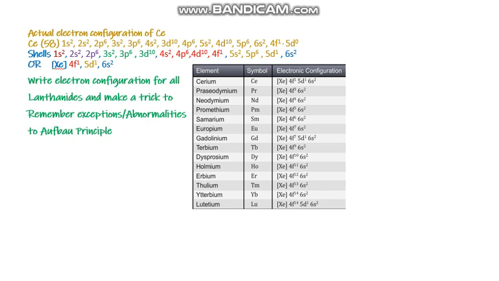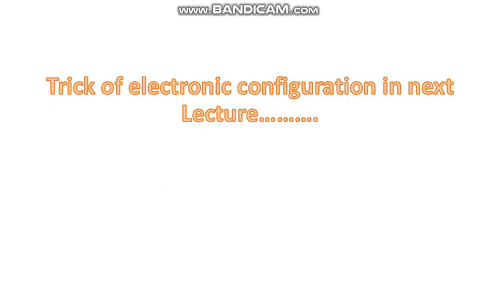This electronic configuration has certain exceptions which can be learned in a way that is called the trick for writing the electronic configuration. Inshallah, we will discuss the trick by which the electronic configuration of all lanthanides can be written in the next lecture. I repeat, the trick will be discussed in the next lecture.